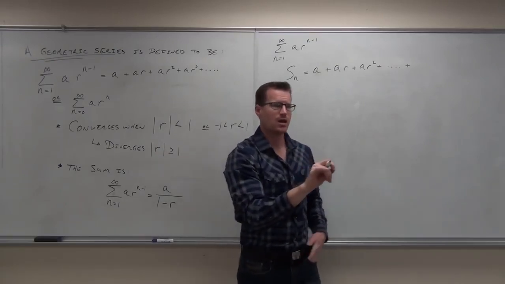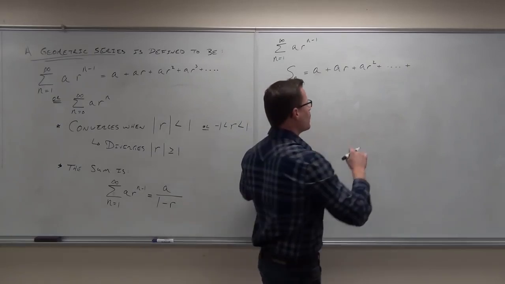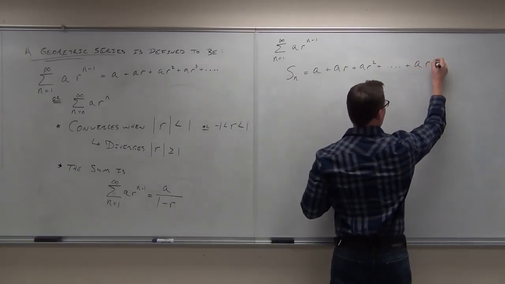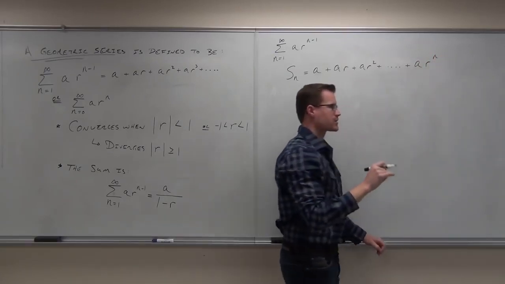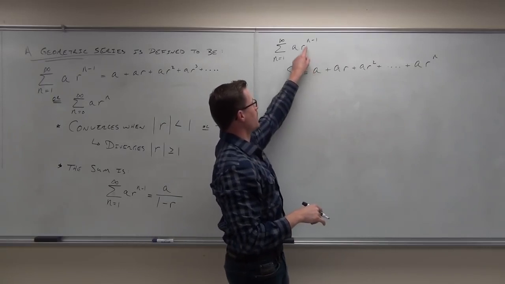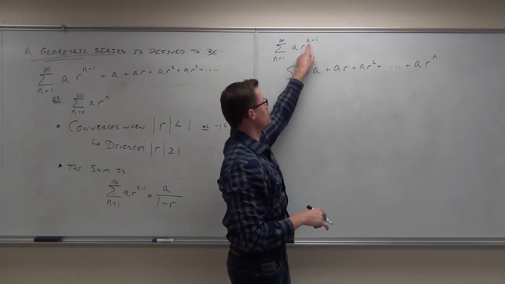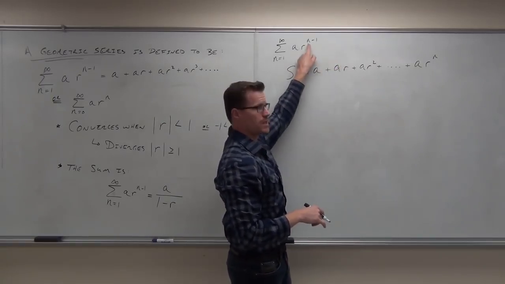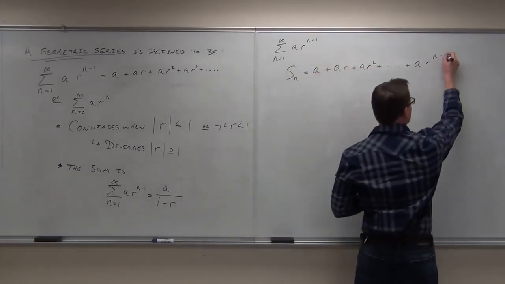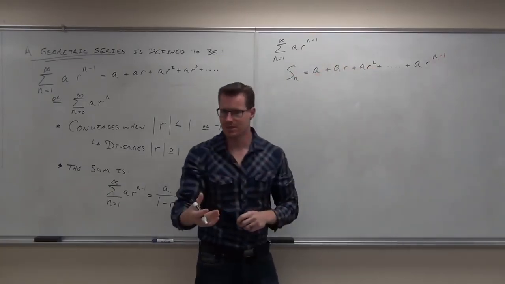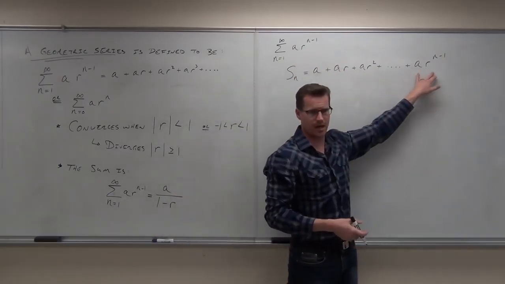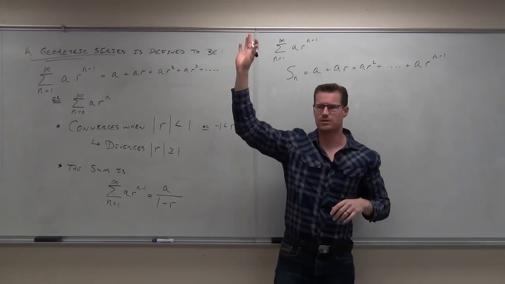Listen carefully. If I plug in n, will my last term be A times R to the n? Will that be my last term? No, because if I plug in 1, I get 0. I plug in 2, I get 1. I plug in 3, I get 2. I plug in n, I get n minus 1. Naturally, hopefully you see that this has to be my last term. It's got to be A times R to the n minus 1. Show of hands if you're okay with that so far.